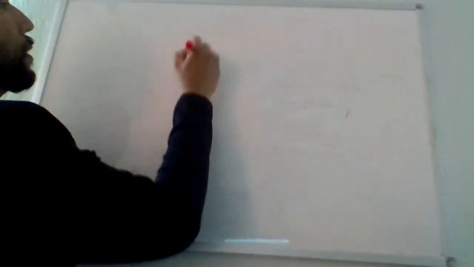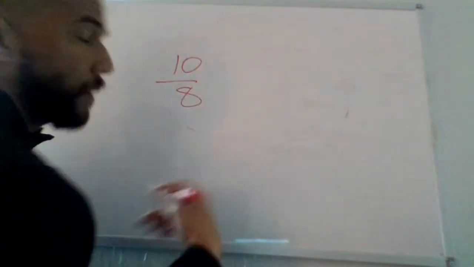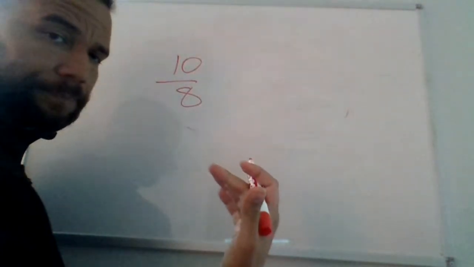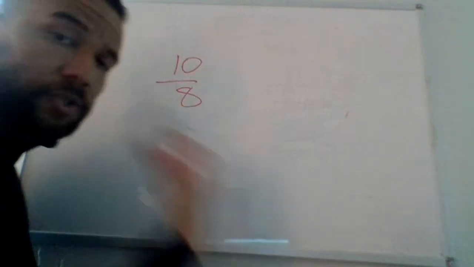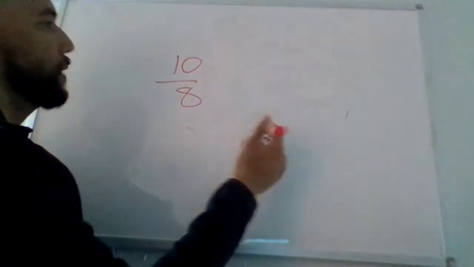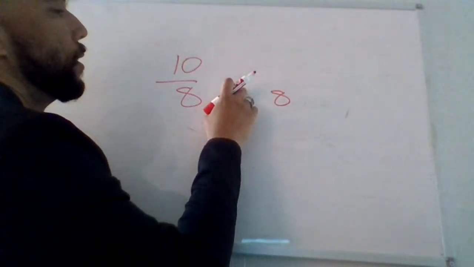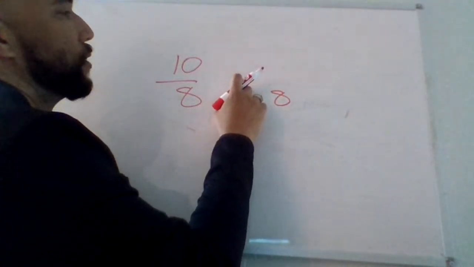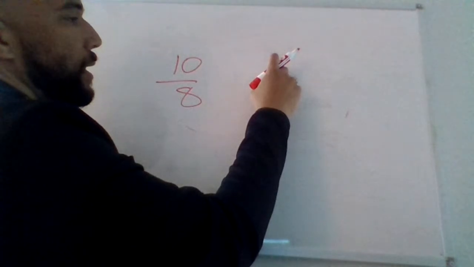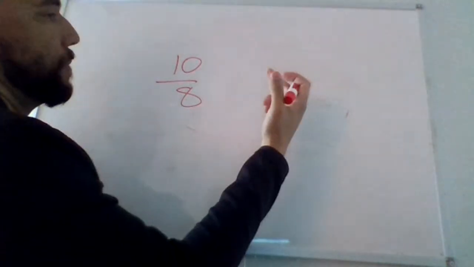Okay. So 10/8. If you really want to do this the most efficient way, again, now that we understand the concept, you could say, okay, 8 times what number can I add to get 10 into the numerator? And here's what I mean by that, right?